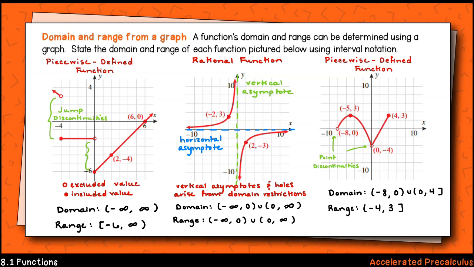Those open holes indicate that those points are excluded from the domain and range of this function. The lack of arrows on the ends of the curve indicate that this function is shown in its entirety within this graphing window. For domain, we have -8 to 0, union 0 to 4. Note the use of parentheses and square brackets at the appropriate endpoints here with both the domain and the range.